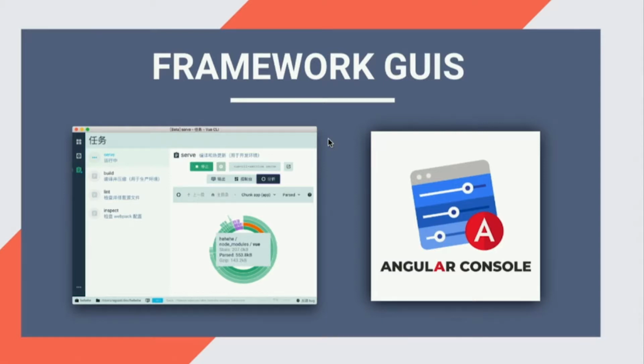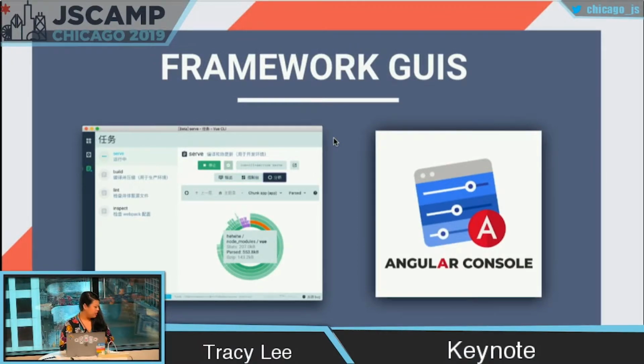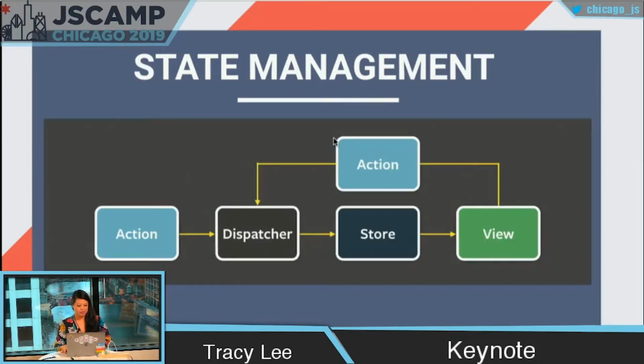So if anybody hasn't used Vue UI, you should definitely check it out. This specifically I really love because you can actually understand your bundle size visually. And that's amazing that you just get that out of the box, right? Angular Console as well is pretty awesome.